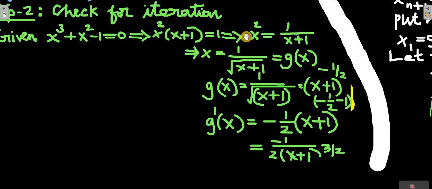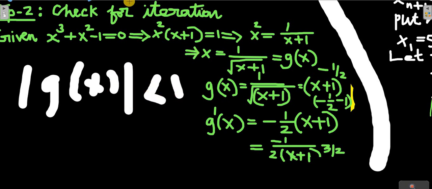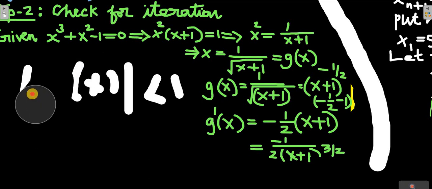Take the square root both sides, the square root and this will get cancelled. Here 1 divided by square root of x plus 1. So this we are taking as g of x. This x we are taking as g of x. So remember what we have to prove? We have to prove that absolute value of g of x must be less than 1. That's what we have to prove. Okay, let us prove that.